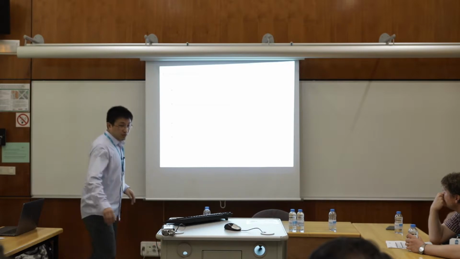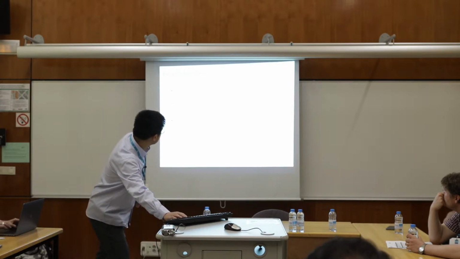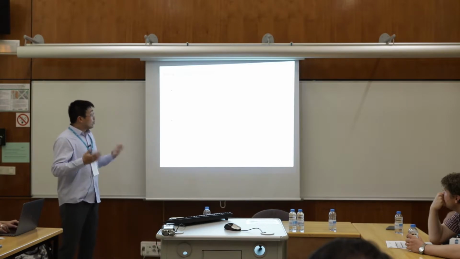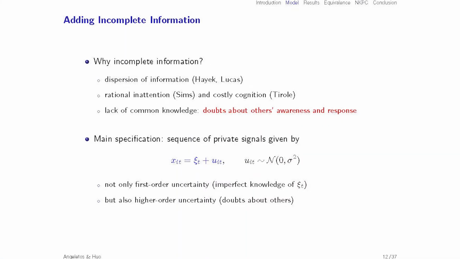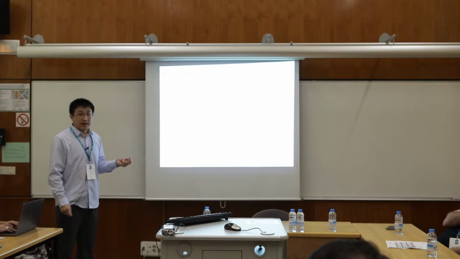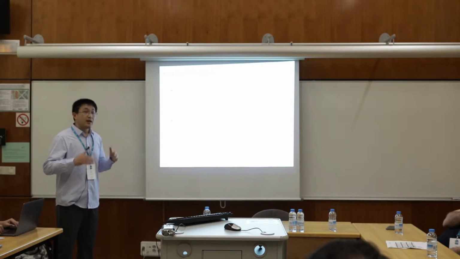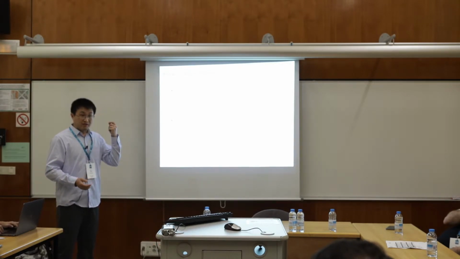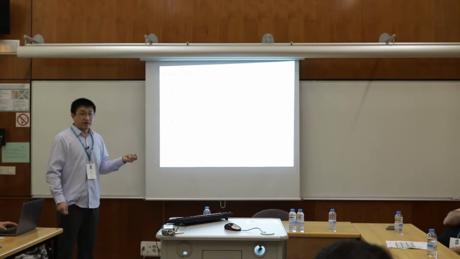So now let's move to the case when you don't have complete information. The question is, why do we want incomplete information in the first place? There are two reasons. The first one is just that naturally we don't have complete information. We don't know the fundamental perfectly, so it's natural to assume that we don't have complete information. But more importantly, the complete information assumption kills all the possibility that agents have doubts about others' responses and others' awareness of the underlying fundamental. Not only do they know the fundamental perfectly, they also know others know it perfectly. So this kills all the coordination failures.